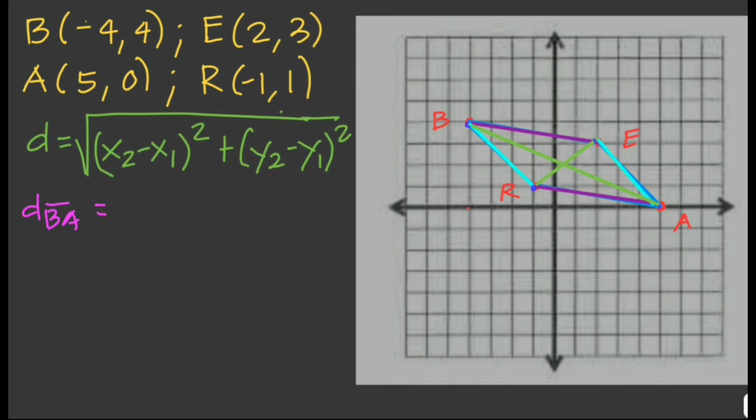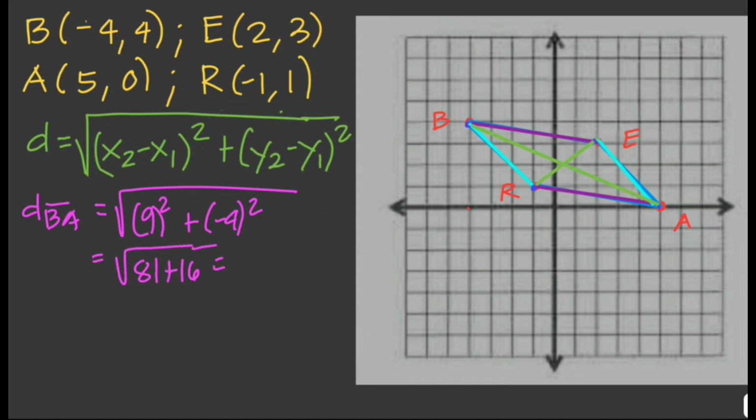So that would be the square root of 5 minus negative 4, so that is 9 squared, plus 0 minus 4, negative 4 squared, so this is 81 plus 16. This is just equivalent to the square root of 97. So this is the distance from B to A.